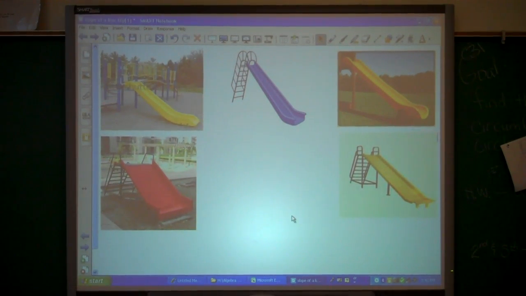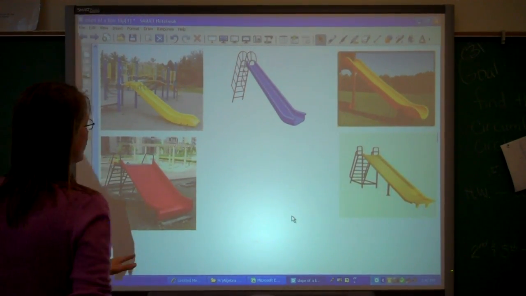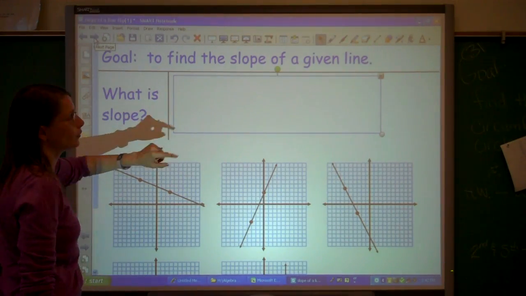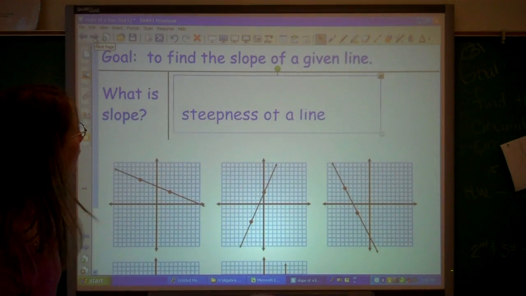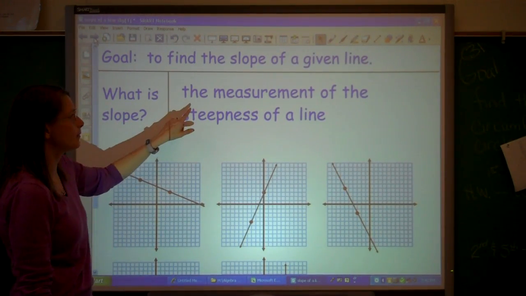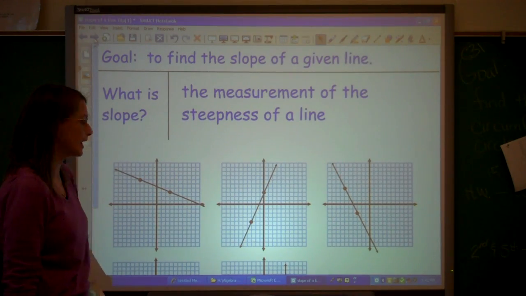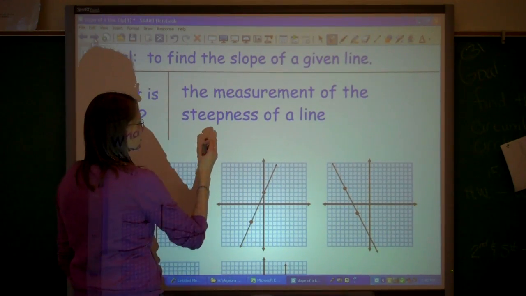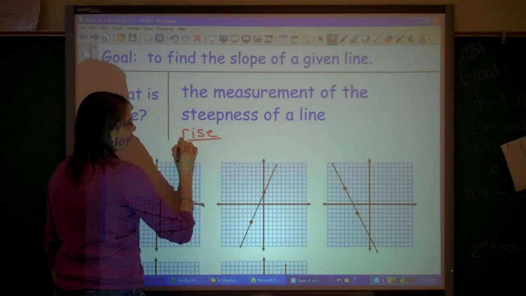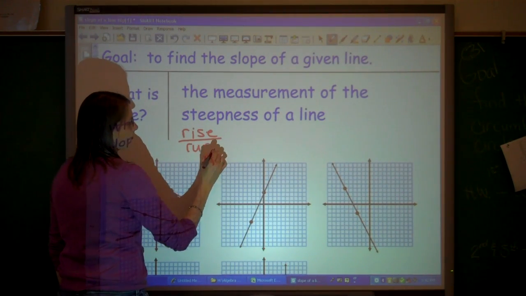If you remember, yesterday we looked at the pictures of the various slides and we talked about them. Today we are going to find the slope of a given line. And before we can do that, we need to know what slope is. Slope is the measurement of the steepness of a line. And when we're talking about slope, we talk about rise over run. So take a second and write that down.